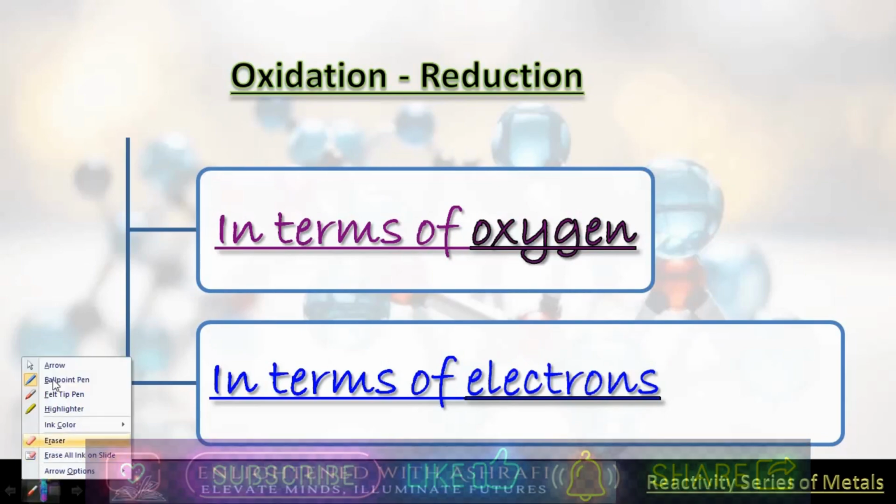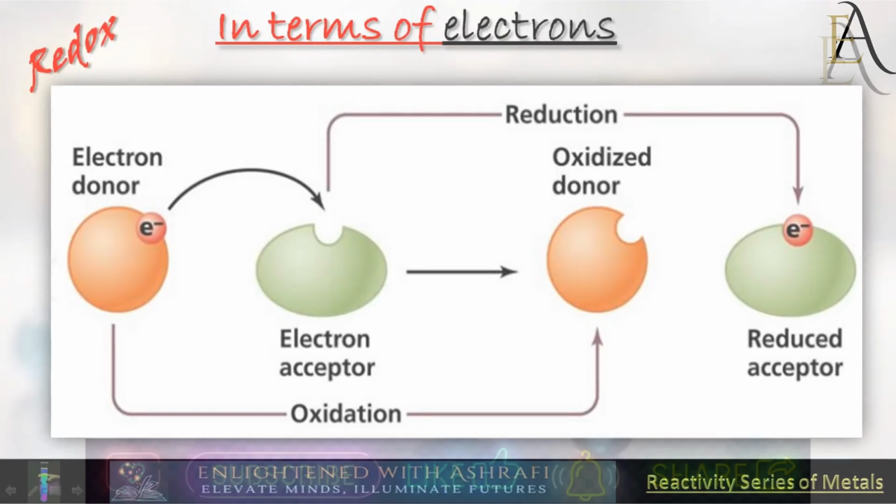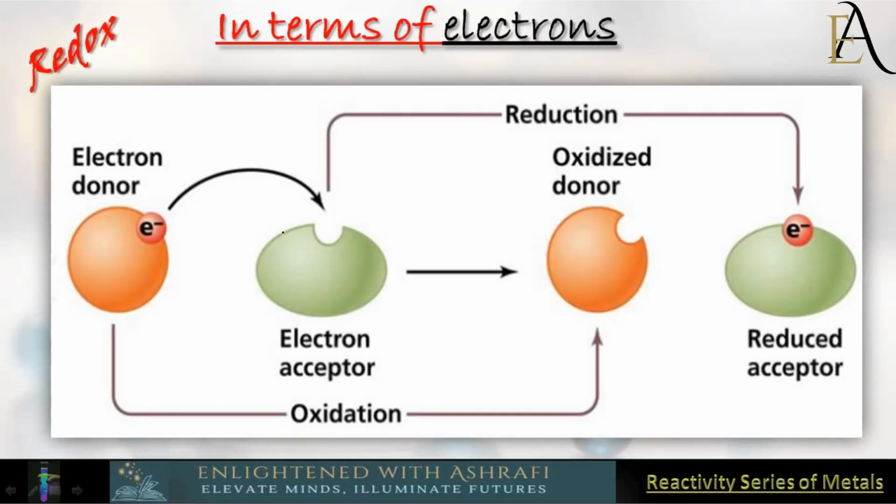Oxidation and reduction in terms of electrons. An atom gives away electrons to form positive ions. The less reactive element will accept this electron to form an atom. So an atom got converted into positive ions, and negative ions got converted into atoms.